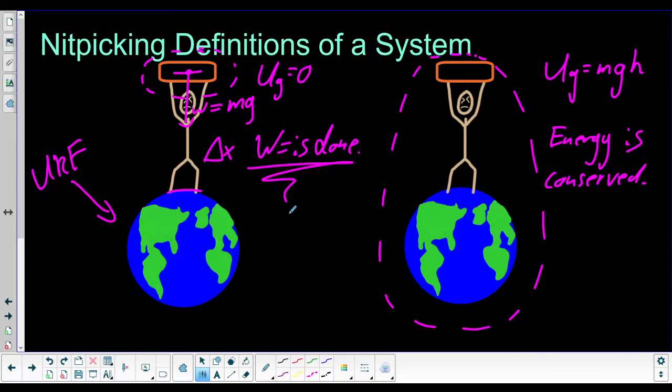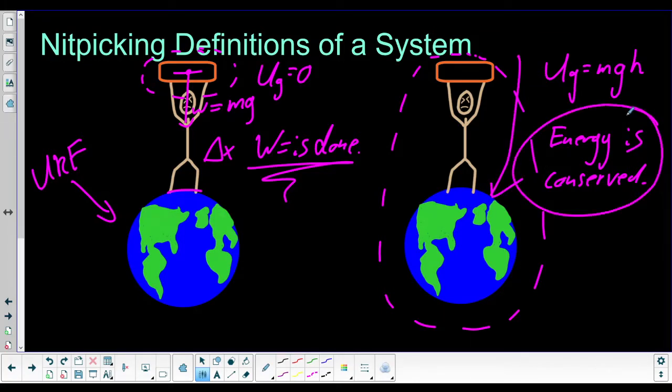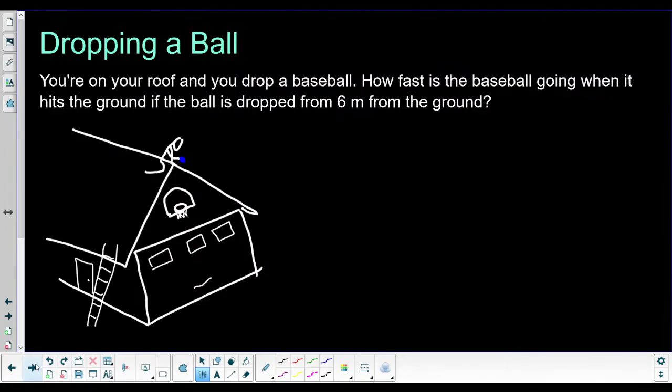Very nitpicky, I understand. Most of the time you won't even think about it. Most of the time you will implicitly assume the Earth is in the system so that we can conserve energy. However, I have seen weird niche cases where they do stuff like this on the AP test. So I just want to bring it to your attention so that you're kind of aware of it, right? Okay, let's do some problems.